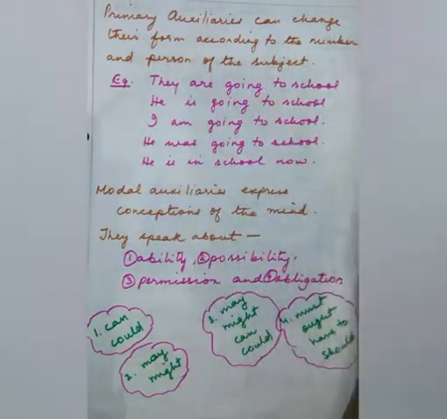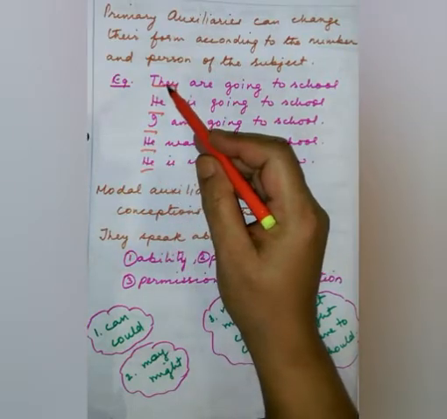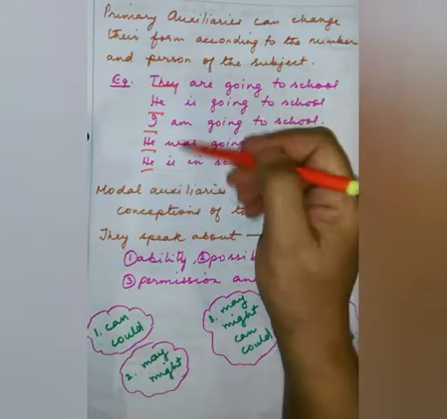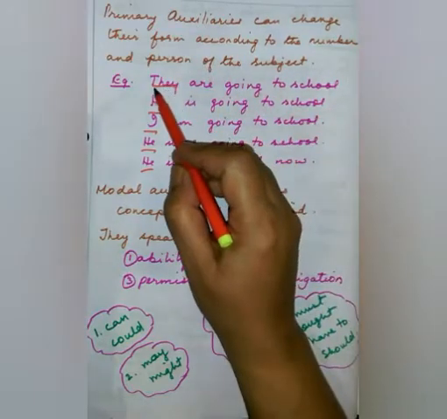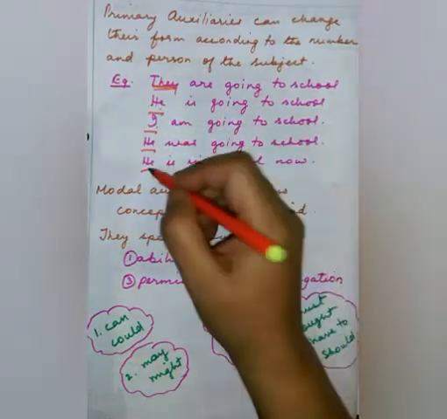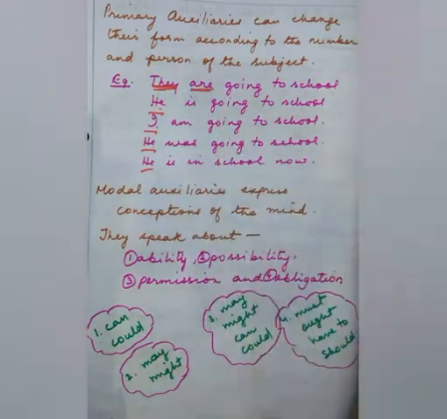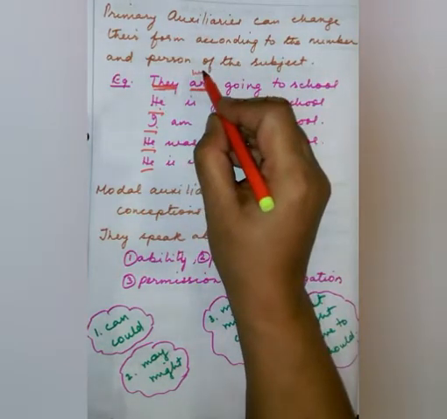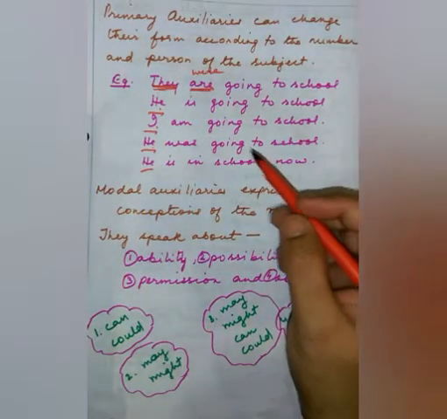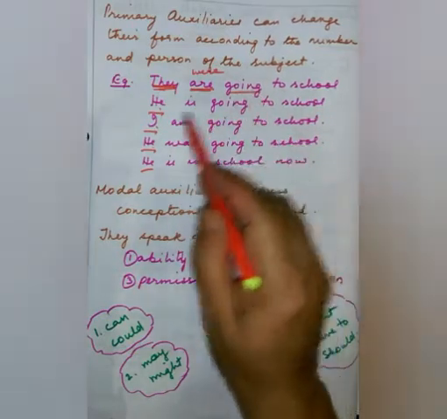Primary auxiliaries can change their forms. So these are all your number, person. And these are your auxiliary verbs. These are subjects. Yes, now because we have they, so we have to put are. So are, or we can put were, because they is a plural number, more than one. They are going to school, or they were going to school.